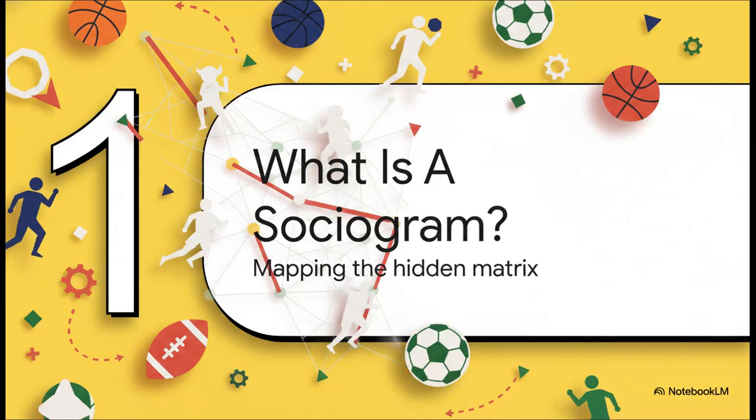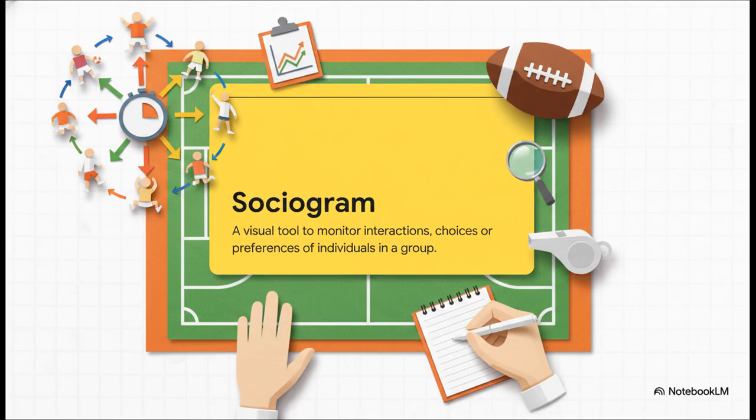Section 1. What is a sociogram? Mapping the hidden matrix. Have you ever watched a game and felt like a team is just a random group of people who happen to be wearing the same shirt? Like, they have the talent, but they just aren't clicking. To fix that, we need to map their hidden matrix.